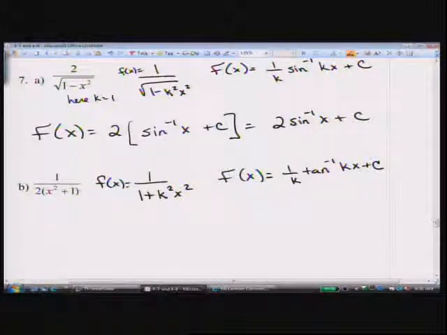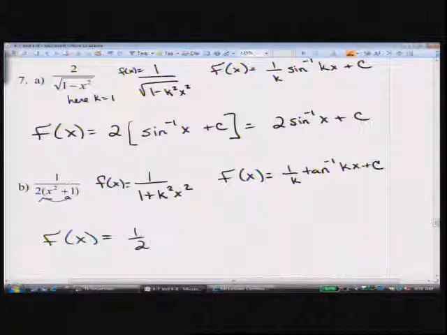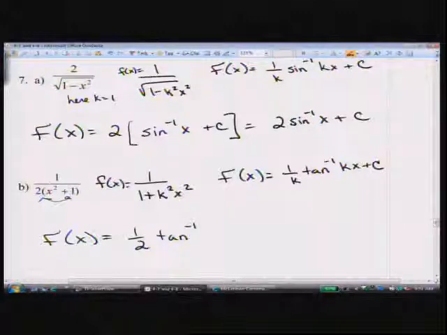Okay, this is the formula. How does that apply to my problem right here? Does that make sense? So you're going to have to fit your stuff into the formula. Obviously here it's kind of switched around, right? And you know that the 1/2 is just a tag along. So for this one, it's going to be f of x is 1/2 inverse tangent kx, where your k here is the square root of the coefficient in front of the x, which is just 1 here. So it's going to be x plus c.